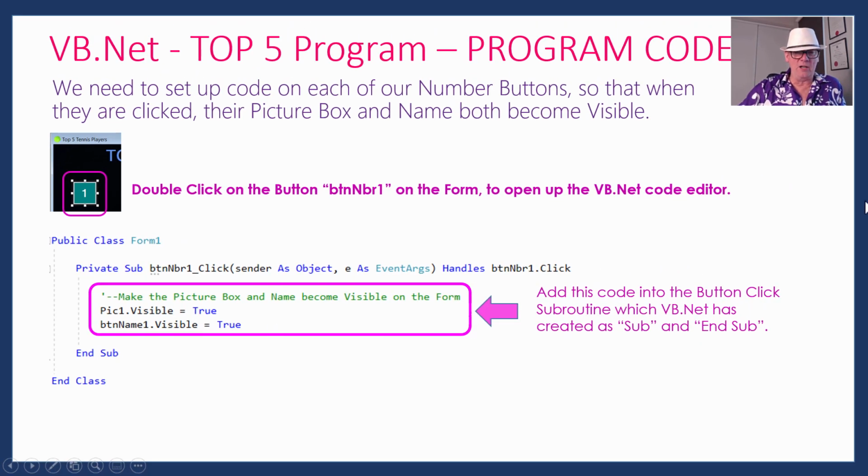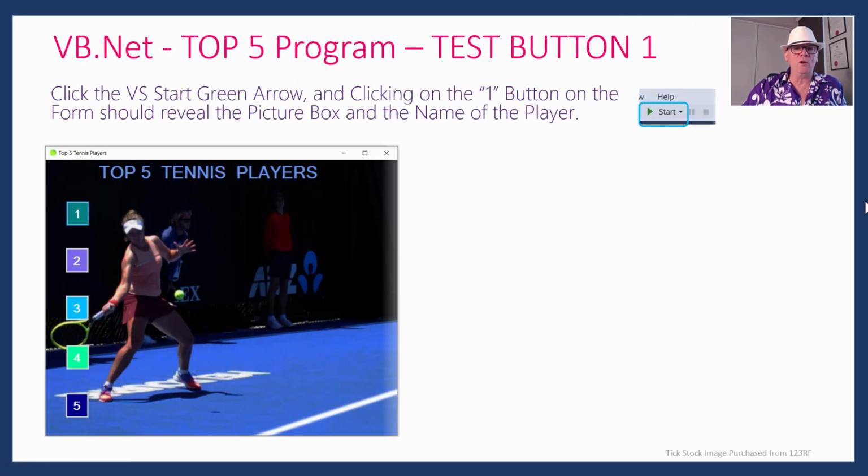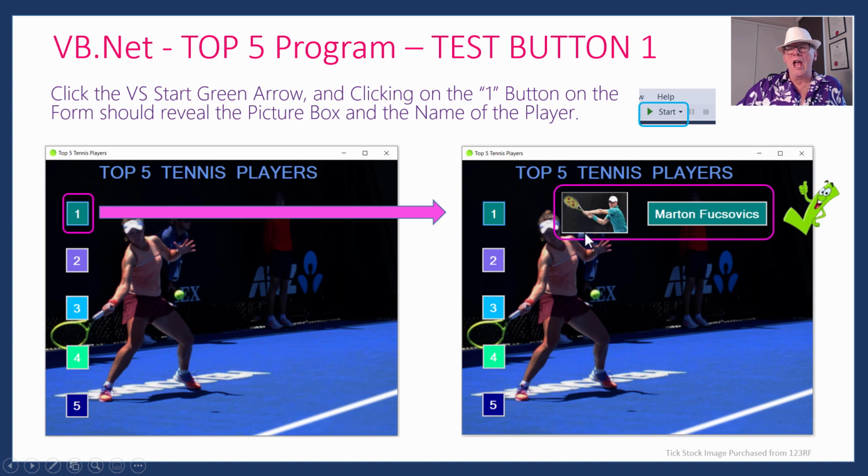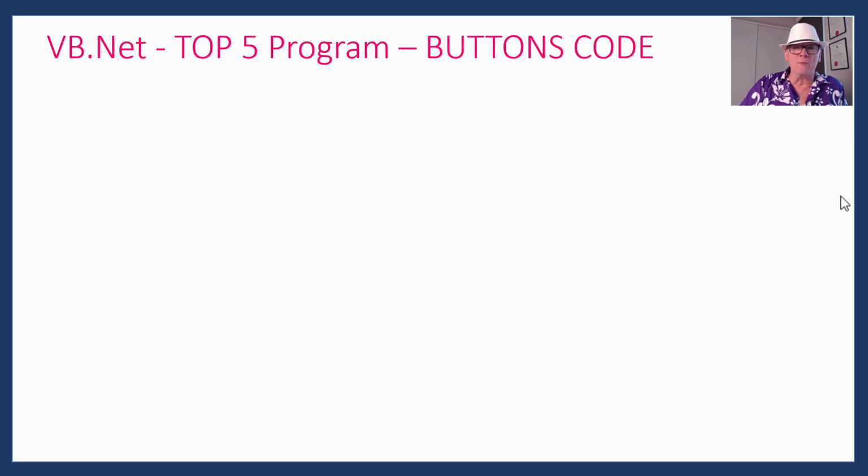Okay, so if you add that code in, what will happen is that when you run your program, we just use the green arrow start to run it as usual, and you click onto that button number 1, you should have the picture box and the button for the name both appear. All right, so that's the idea of that code: in the original form design, we set visible false so that when you first run it, these things are not visible, but when you click the button, we've added code into that button click event so that they will become visible. All right, so that's the basis of how the reveal for the top 5 is going to be working.